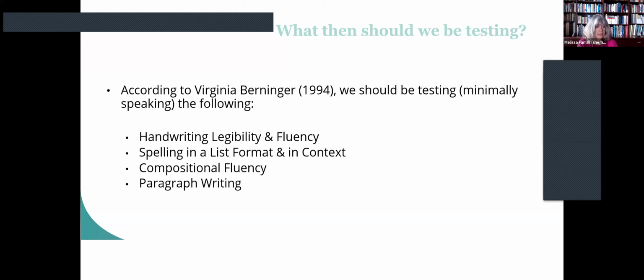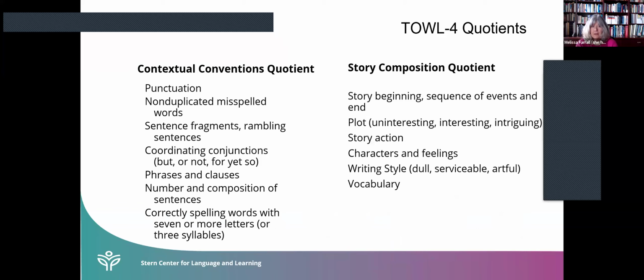We should be testing spelling, both in a list format, like spell this word for me, and looking at spelling in context when kids write for us. We should be looking at compositional fluency, the speed with which kids are able to get their thoughts on paper. And we should be looking at paragraph writing and the quality. And so we could toggle back for a second to the things that the TOWL is looking at.